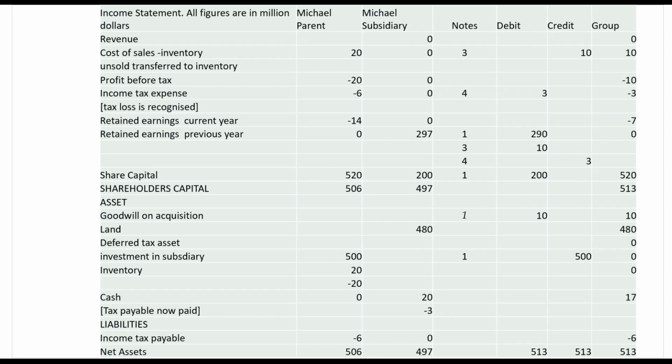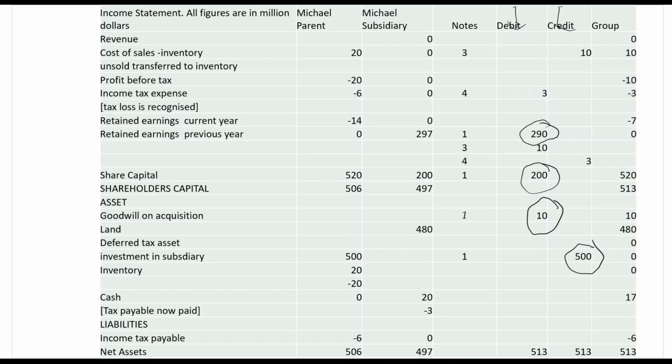We can now enter the consolidation journal entries in the worksheet under debit and credit columns. So our first entry would be elimination of investment: credit investment in subsidiary for 100 million, debit share capital 200 million, and debit retained earnings 290 million. The remaining amount is 10 million goodwill on acquisition.